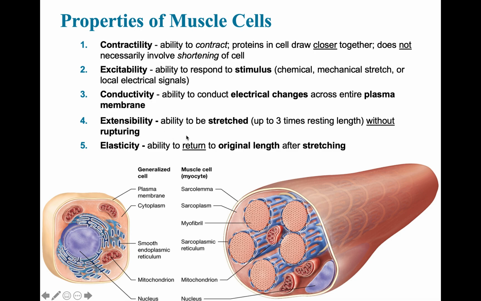Extensibility, meaning they have the ability to be stretched without rupturing. So up to 3 times the resting length. All right, so muscle cells can be stretched quite a bit without actually rupturing. That's unique. Not a lot of cells have the ability to do that. Okay, so that's extensibility.